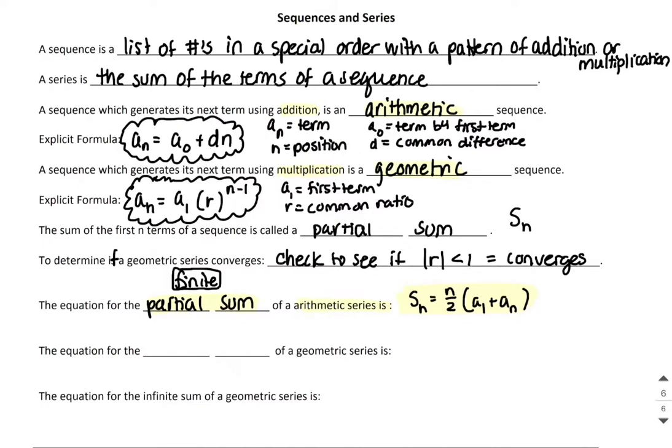The equation for the partial sum of a geometric series is s sub n is equal to a sub 1 times 1 minus r to the nth power all over 1 minus r. So this is the formula I use when I have a finite geometric series. So another way of saying partial sum, or what partial sum means, is I have a finite number of terms being added together.